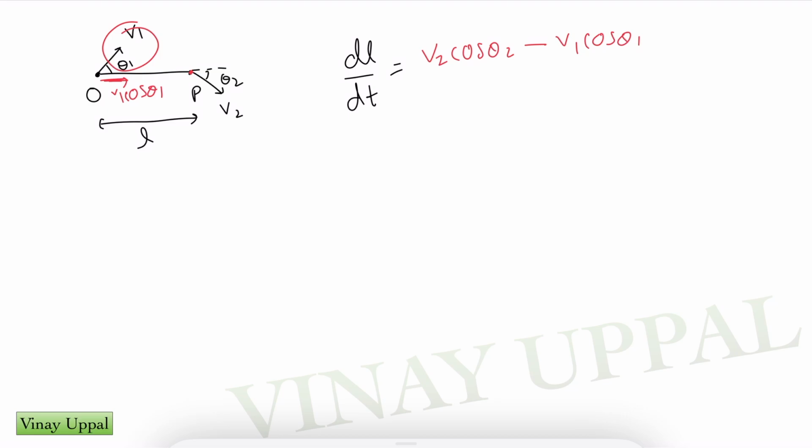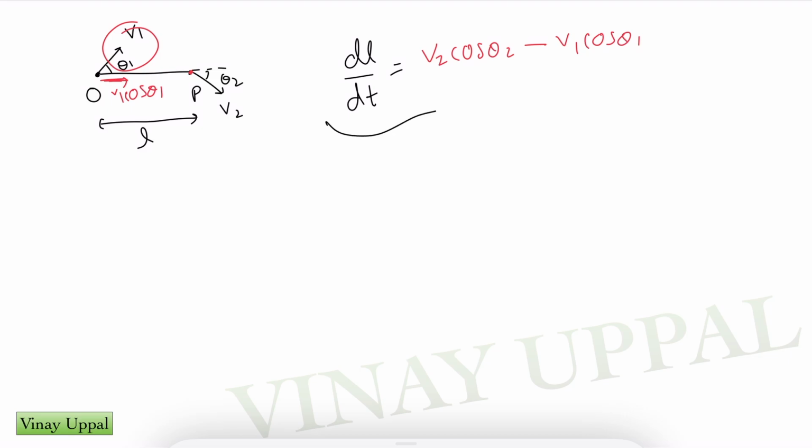Once again, let me just quickly repeat it. Point P is trying to move away from point O. So the velocity component of point P along the length will increase the length. So we'll have a positive v2 cos theta 2. And point O is trying to move towards point P, trying to decrease the length L. So for the velocity component of O along the length, we will have a negative sign here. So this is dL by dt.